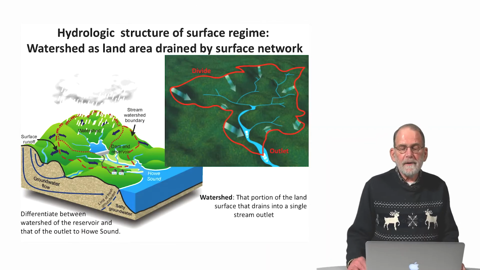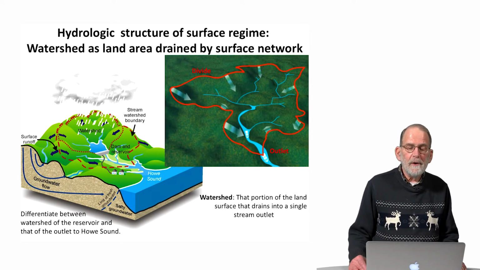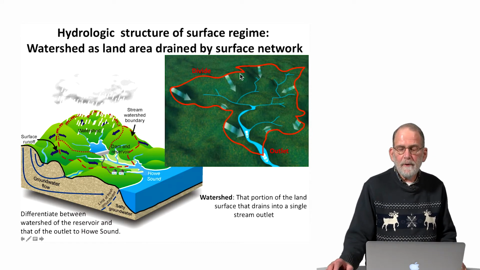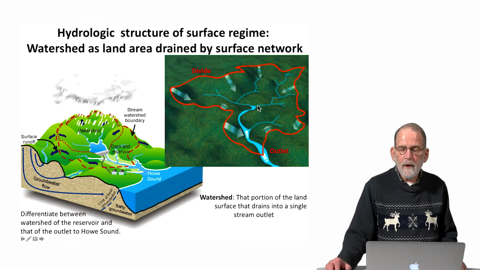In this part of the lecture, I'd like to talk about the hydrologic structure of the surface regime. And I want to start out by talking about watershed as land area that is drained by the surface hydrologic network. We can see in the diagram on the right that we have a network of streams that start with upland streams that come together to create other streams, that come together to create new streams, that come together to create larger ones. And as we move down in this network, we are gaining a significant amount of flow that's moving through the channels.